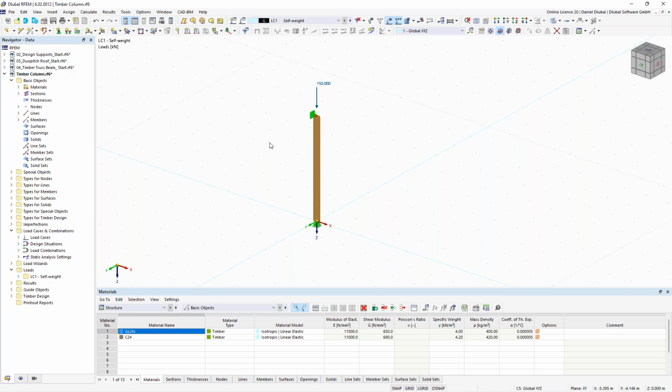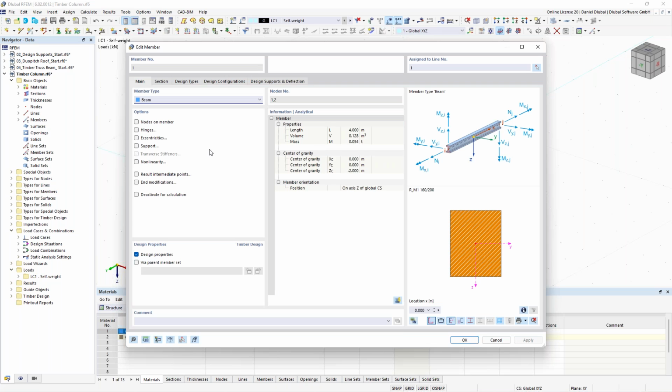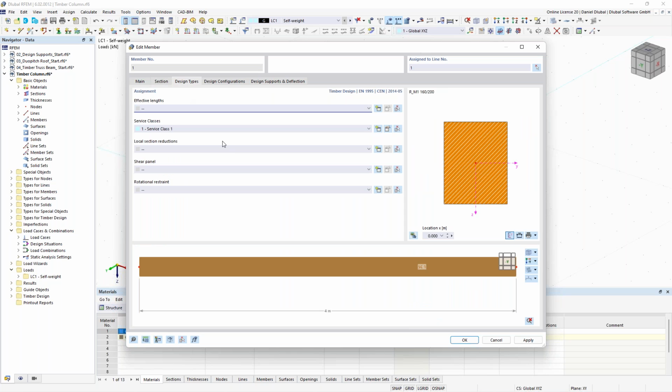Okay, now in order to perform a kind of timber design, we have to also assign some buckling lengths. So by clicking on this member, we see here also the design properties depending on the activated add-on timber design. When I activate it, I see 3 more tabs for the definition of some design properties for the timber design. So let's go to the first one, the design types. And in order to consider the stability proof, I have to go here to the effective lengths. And here I have to assign some effective lengths for the equivalent member method. This is the method of four stability cases.